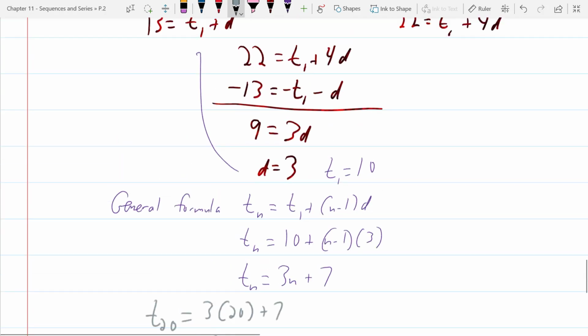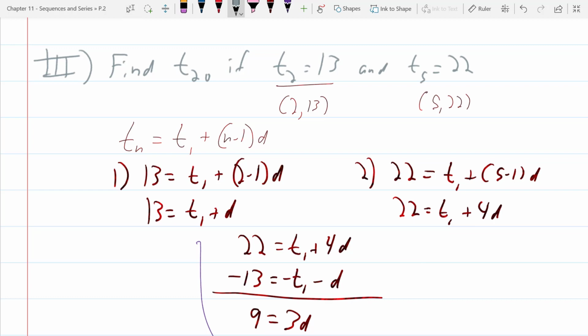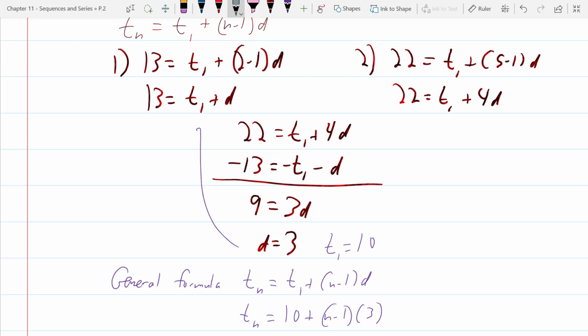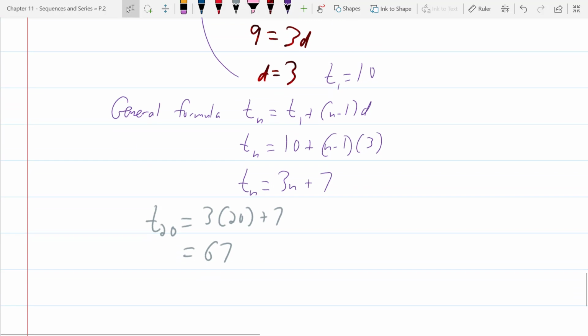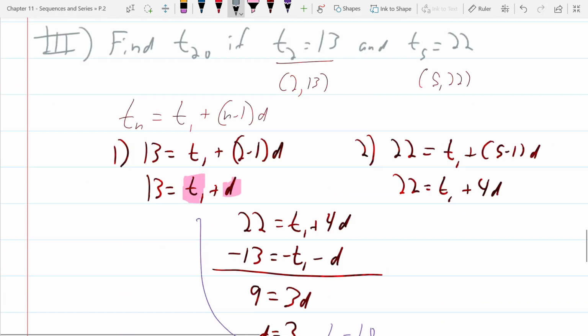What makes this chapter so difficult for students is that this was a mega multi-part problem. We first started with two ordered pairs, created a system of equations, and solved it to figure out what T of 1 and d were. We then used that to figure out the general formula. Finally, we used the general formula to figure out the 20th term. That's in essence what makes this chapter so challenging. You have to be really adept, very skilled at multi-step problems.